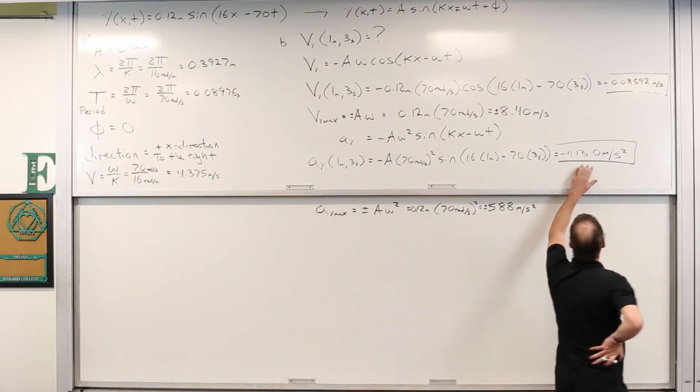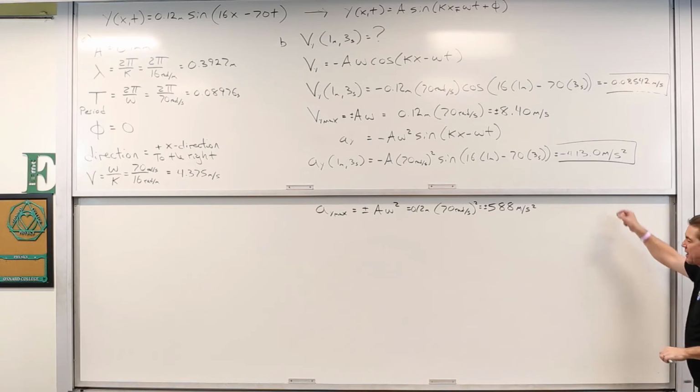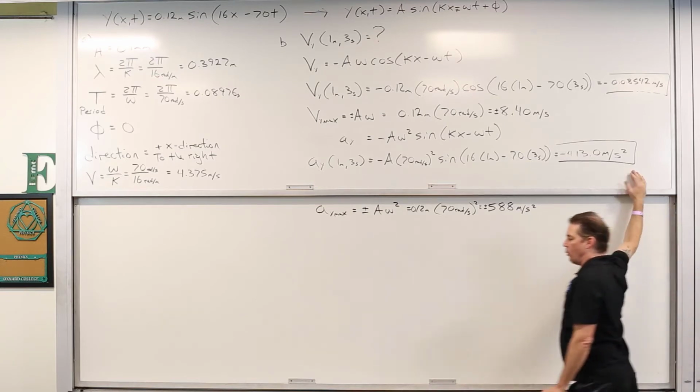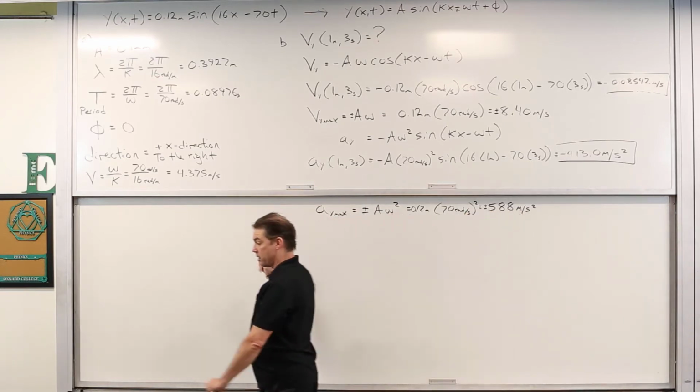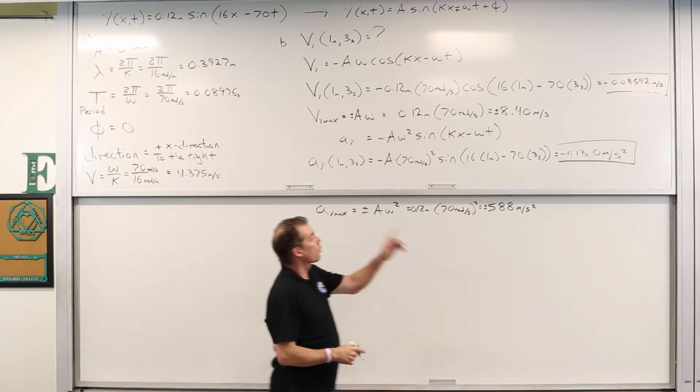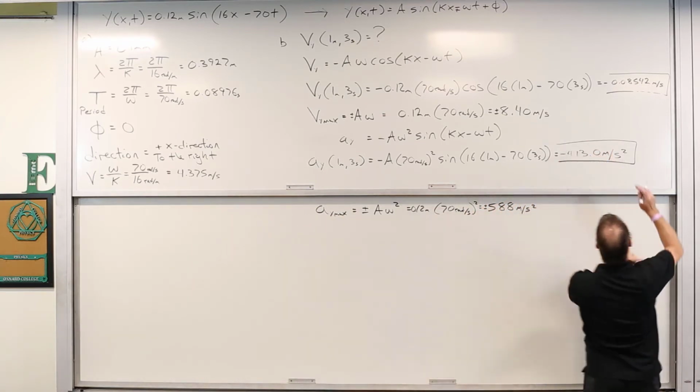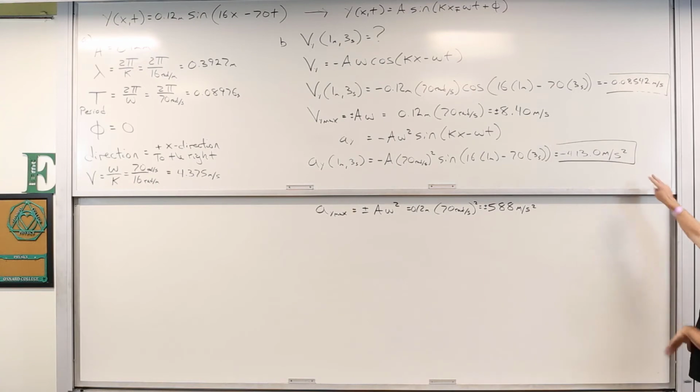And here is the acceleration at the position x equals 1 meter at the time of t equals 3 seconds. Negative. So what does negative mean? Well, negative means that the acceleration is pointing downward in the same direction that the velocity is pointing. So the velocity and the acceleration both have the same sign. What does that tell us about the transverse velocity? It's increasing right now with respect to time. So this element is traveling downward and increasing its speed.